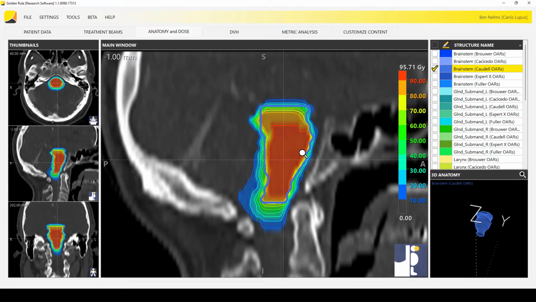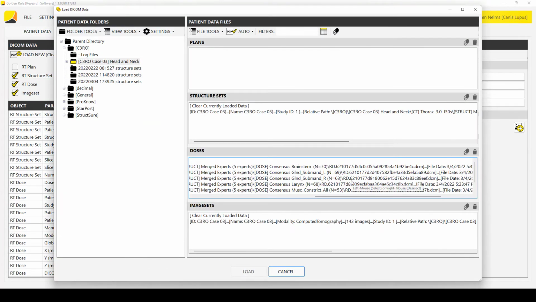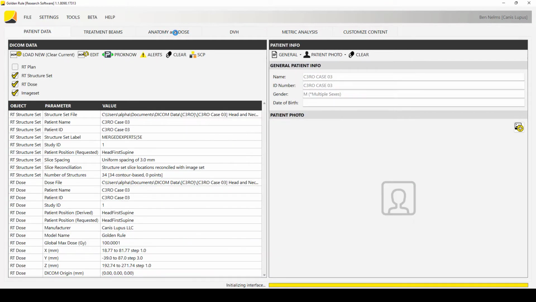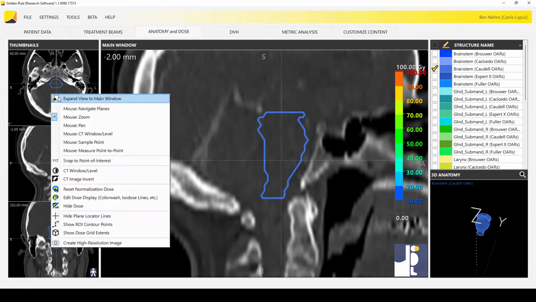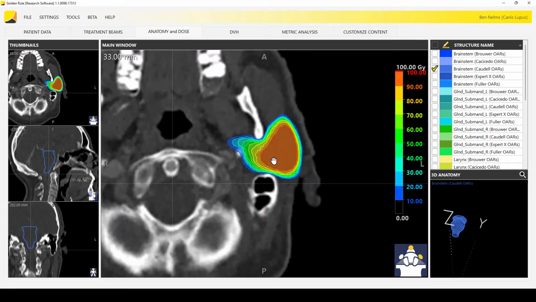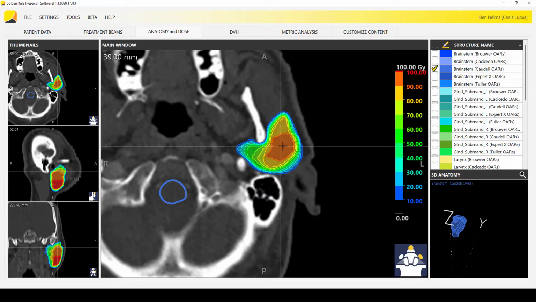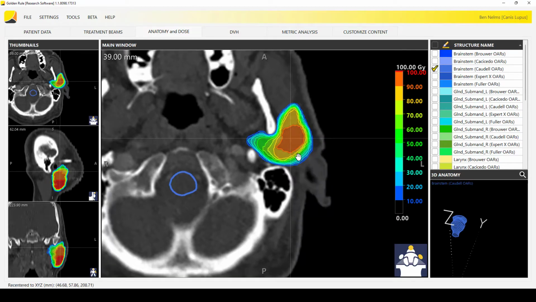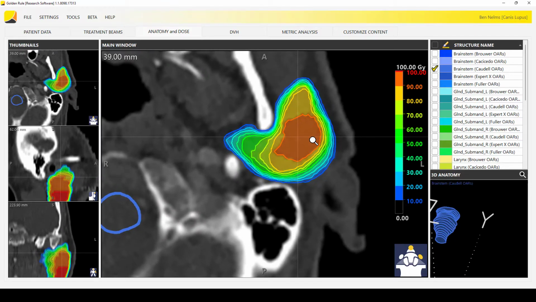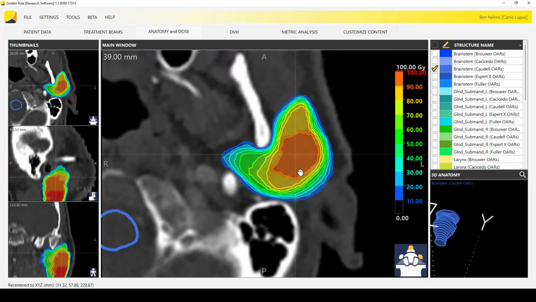Now we'll go on to our next structure. So I'm going to load now the left parotid. All right, we're getting now the consensus view. Let me navigate to the middle. Zoom it up. Now we're not really focusing on what's right or wrong. We're just looking at where the variation is and where the agreement is.